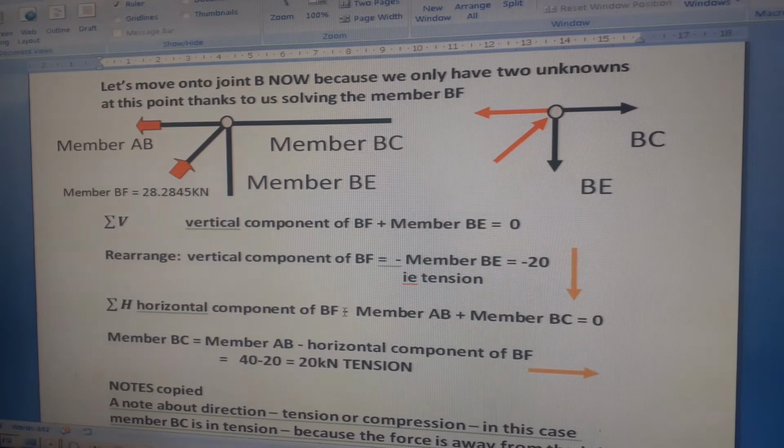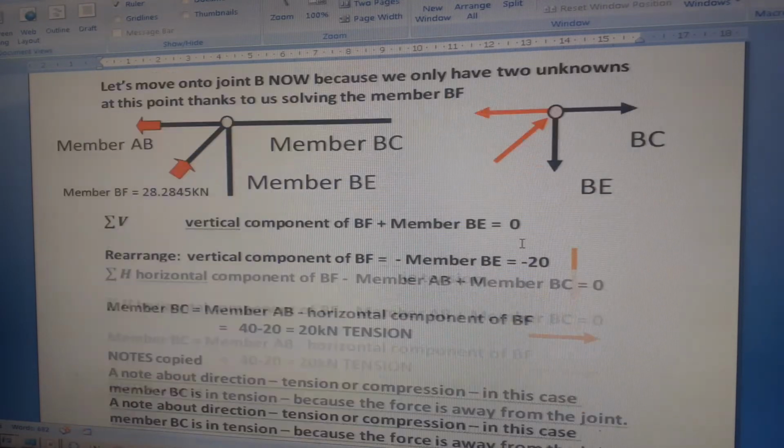So the horizontal component of BF, that's going from left to right, minus member AB, which is right to left, plus member BC, let's say it's from left to right. If we rearrange that equation, we get member BC equals member AB minus horizontal component of BF, equals 40 minus 20, equals 20 tension. So BC is drawn in the right direction, it's 20 tension. And BE is also in tension by 20.